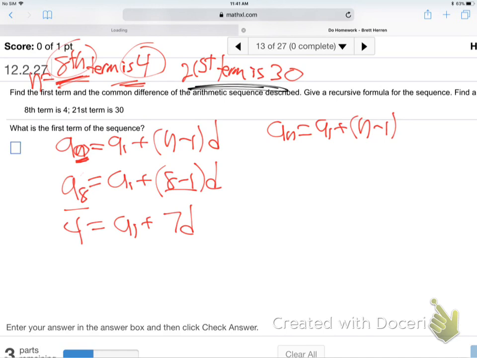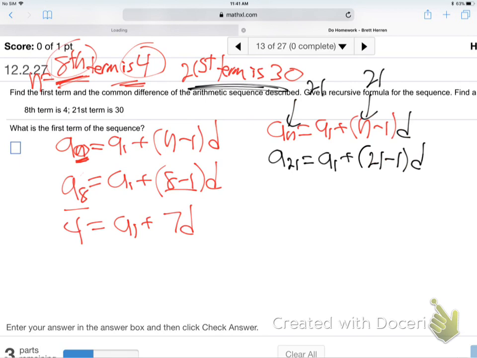21st term, so plug in 21 for N. Oops, forgot the D here. 21 for N. See how I plugged in 21 for N there and there? Everybody see that? Because N, that's the ordinal number, right? 21st. That means order. That's N. It's always N.